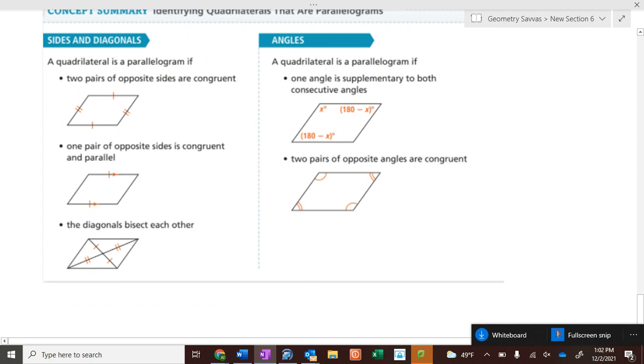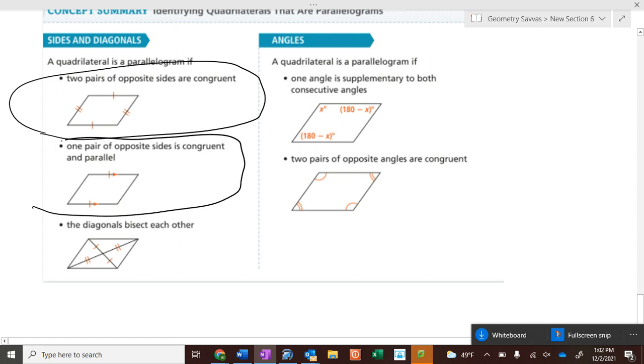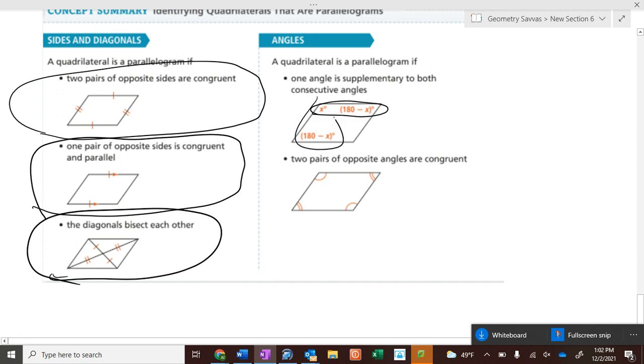So, ways to prove parallelograms. Opposite sides congruent makes a parallelogram. One pair of opposite sides congruent and parallel, but it has to be the same sides. They're both congruent and parallel, makes a parallelogram. The diagonals bisect each other, that's a parallelogram. If consecutive angles are supplementary, that's a parallelogram. If opposite angles are congruent, then it's a parallelogram. So things are stacking up, what you need to know in this chapter.